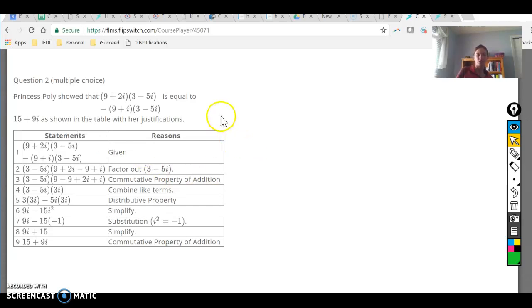Let's follow her procedure here. Step 1 is given, so we're doing a proof. Step 2, she's factoring out that 3 minus 5i. So let's do that to make sure her statement is correct. When I factor out that 3 minus 5i, if I factor it out of here, I get 9 plus 2i. And if I factor it out of here, I get 9 plus i, but I have to subtract that whole thing. So minus the quantity of 9 plus i.